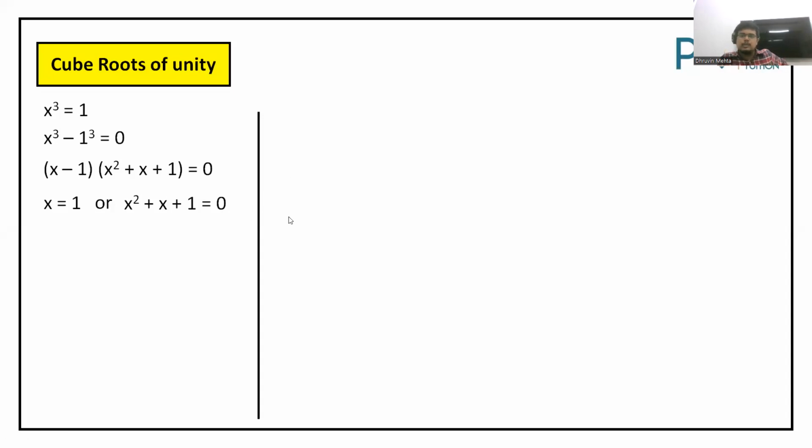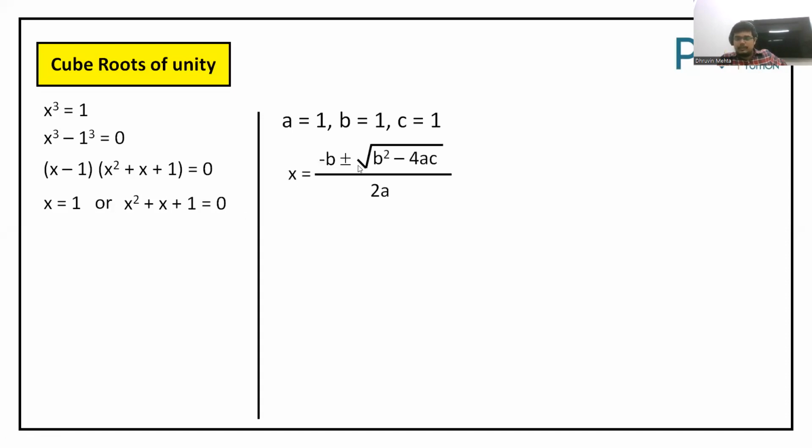तो यहाँ पे a is 1, b is 1, c is 1. तो x is equal to minus b plus minus root b square minus 4ac upon 2a से solve करेंगे. So you tell me orally, just substitute everything orally and tell me what are we getting. -1 plus minus root 3i by 2.